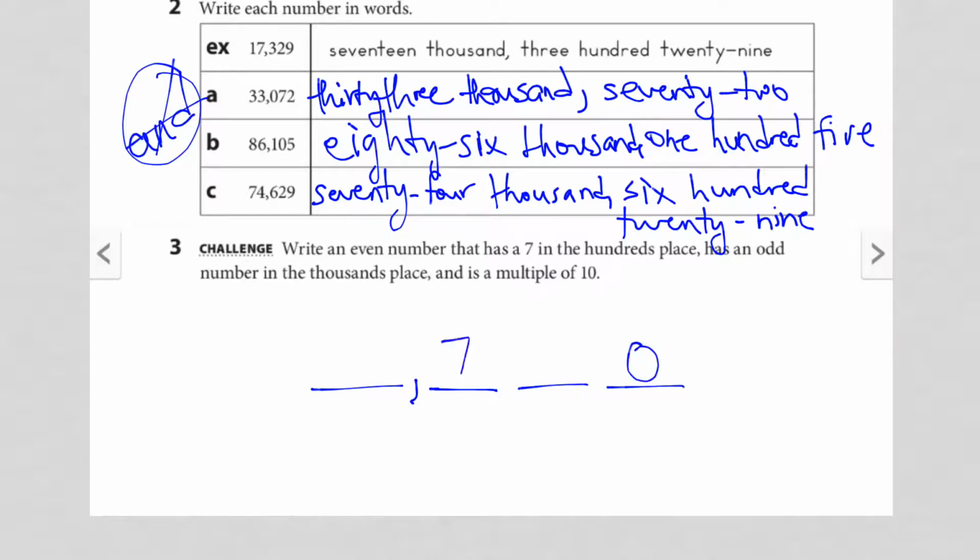It says a 7 has to be in the hundreds. It doesn't really matter for our other two numbers, except this has to be odd. So that would mean it could be a 1, 3, 5, 7, or 9. So let's pick 5. And doesn't matter over here, it could be any number, we'll pick a 3.